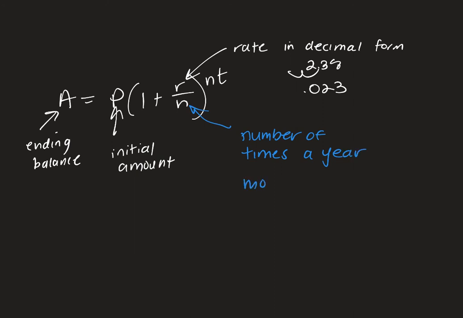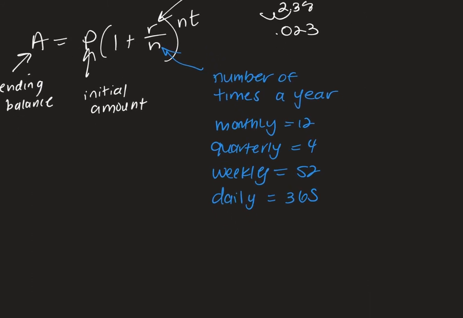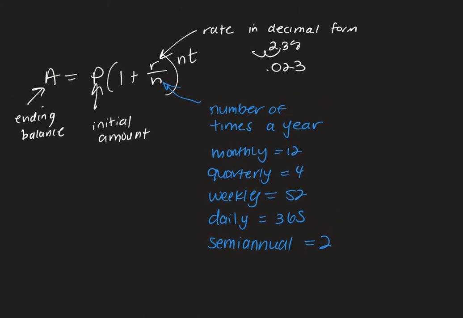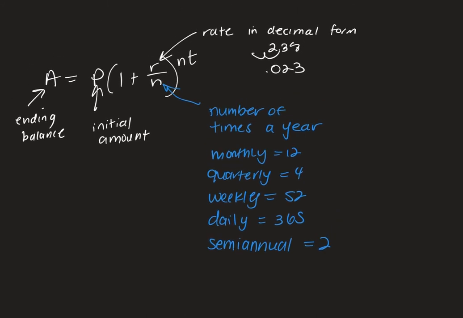So if it said monthly, that's 12. Quarterly, that's 4. Weekly, 52. Daily, 365. What else did it give you? Semi-annually is 2, twice a year. And then the T is the number of years.